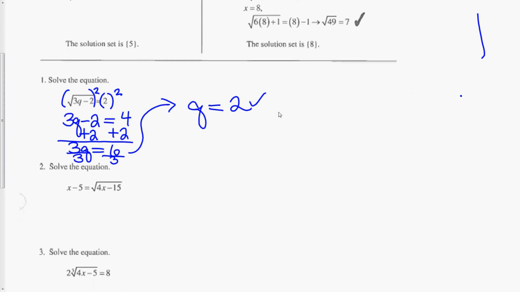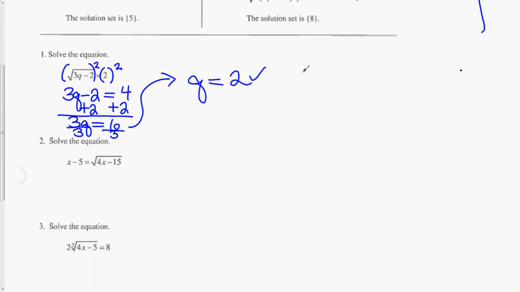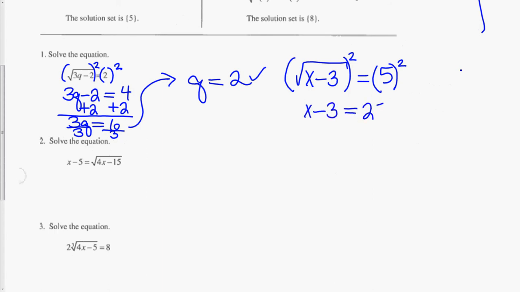Okay, the next one, let's just do one. I'm going to add an example. Let's see. If we have square root of x minus 3 equals 5. Well, the square root was isolated, so I'm going to square both sides. So I get x minus 3 equals 25. Add 3 to both sides. So x equals 28. 28 minus 3 in the original problem would be 25. The square root of 25 is 5, so that one checks.